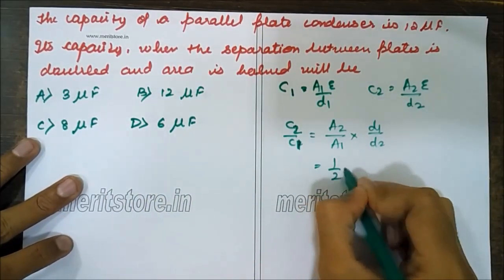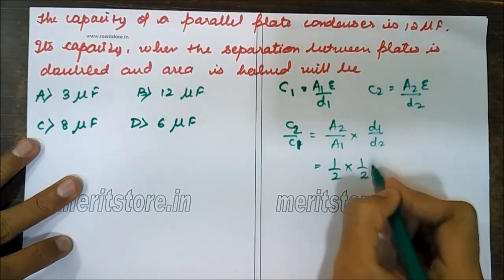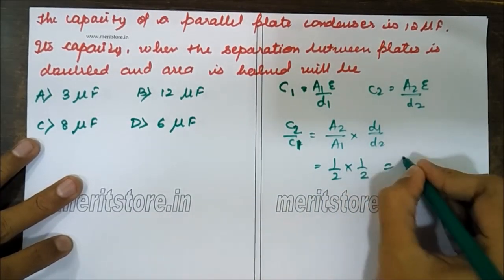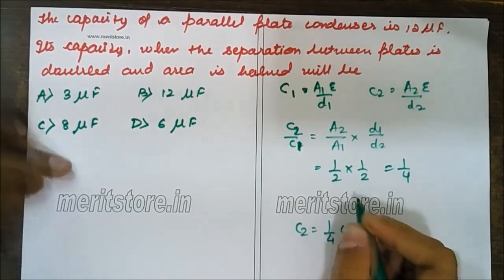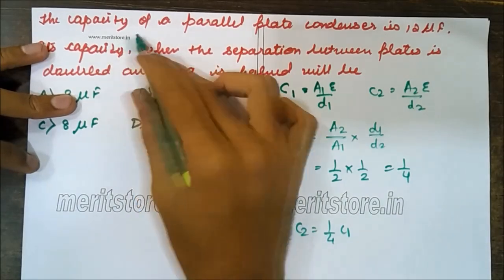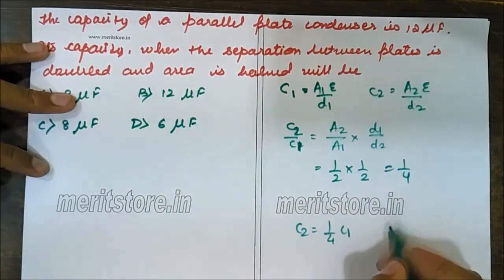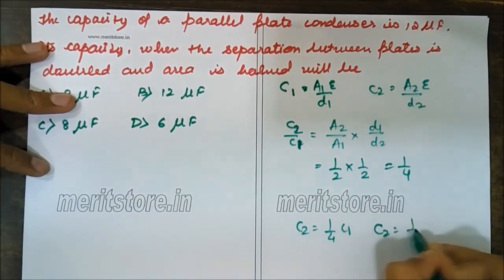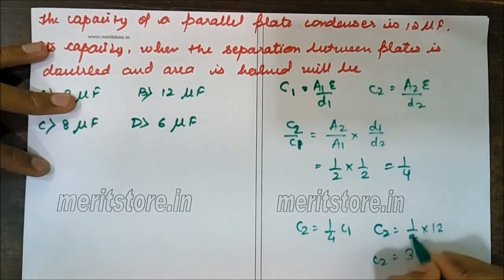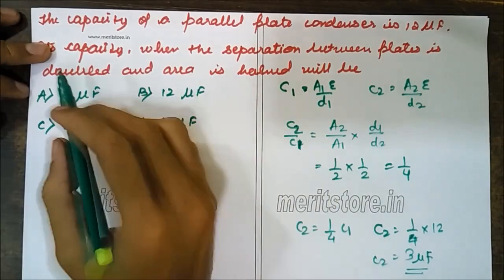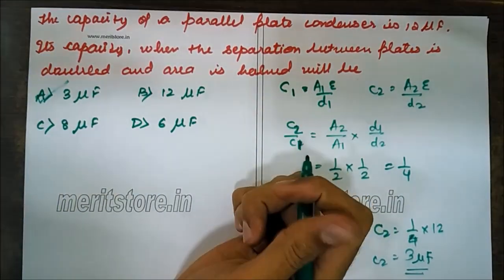As they are in inverse, the area is halved and the separation is doubled, so that will be half into half, that is 1 upon 4. So C2 is nothing but 1 upon 4 times C1. As C1 is 12 microfarad, C2 will be 1 upon 4 into 12, so that will be 3 microfarad. So the answer is A, 3 microfarads.